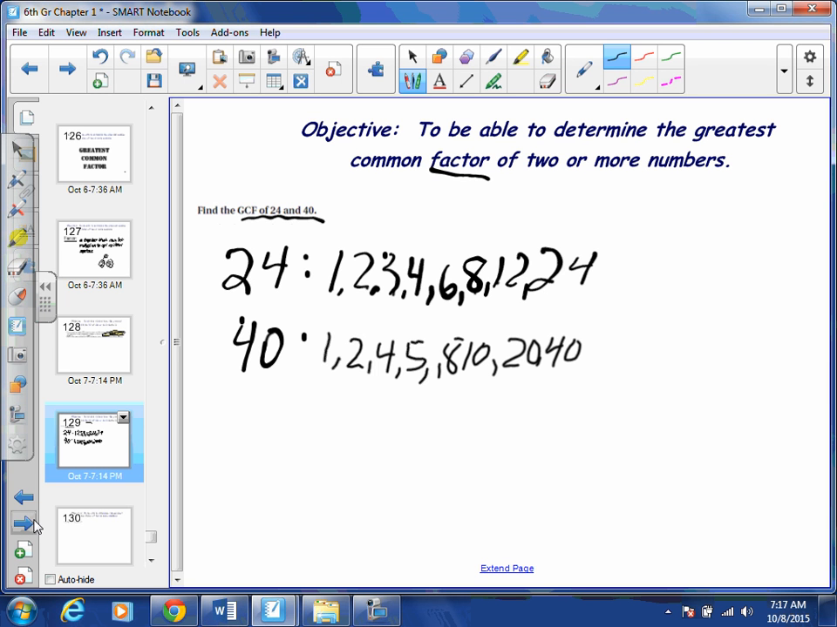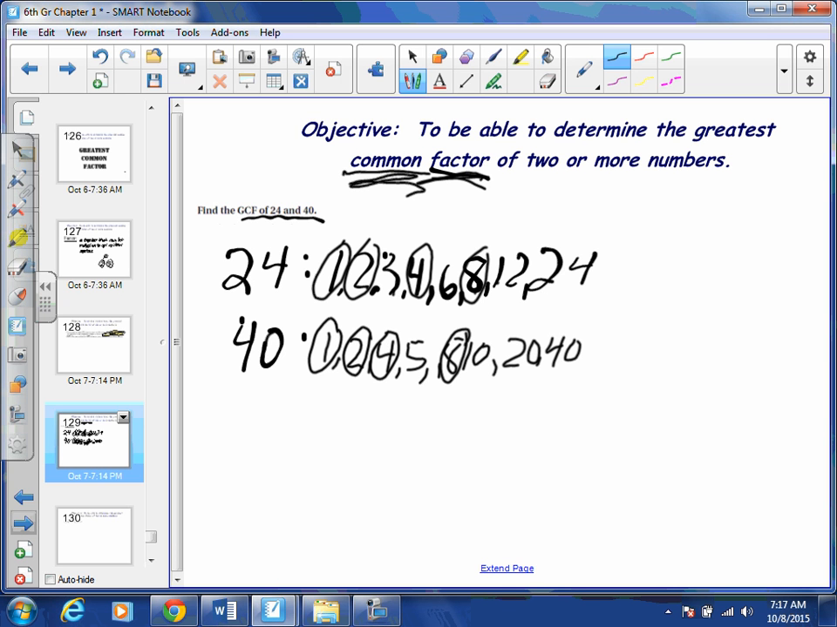All right, so this first part is done. I have the factors of both numbers. The next part, let's find the ones that are common, that they both have. So both 24 and 40 have a factor of 1. 2 is a factor of both numbers. 4 is a factor of both numbers. And 8 is a factor of both numbers. Do you see any other ones that they have in common? I'm not seeing any.